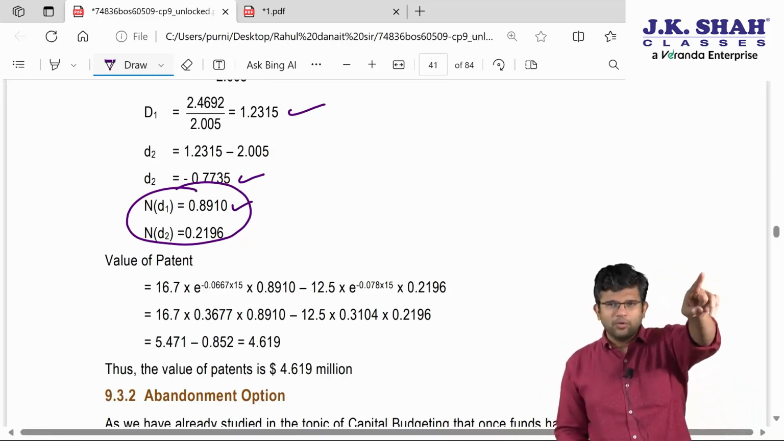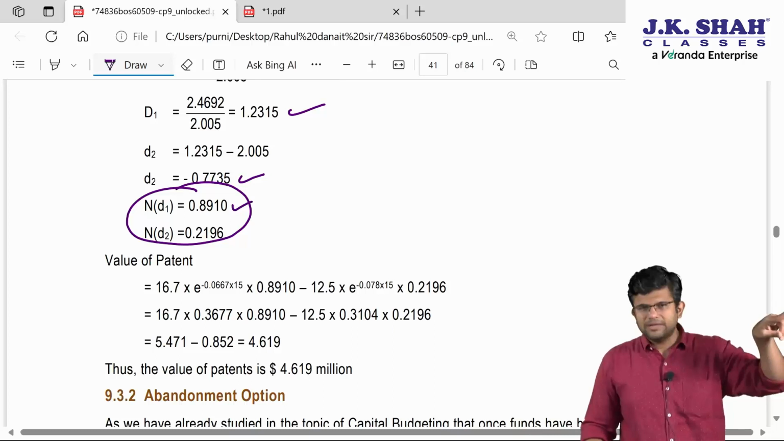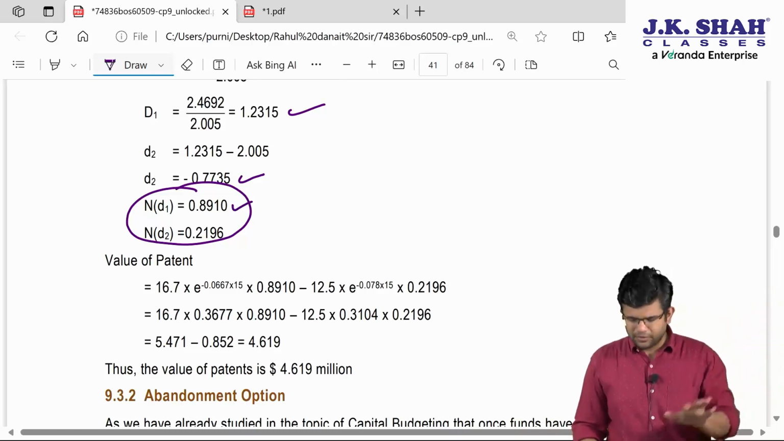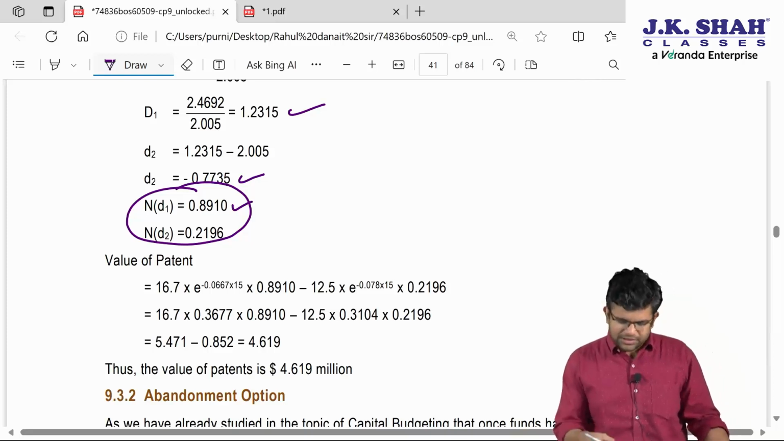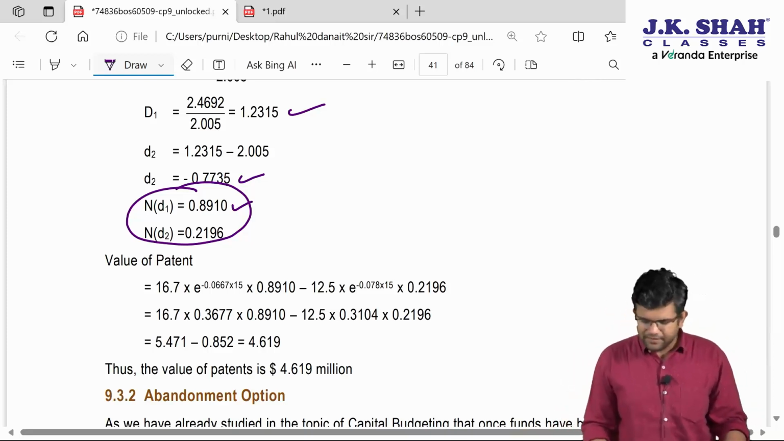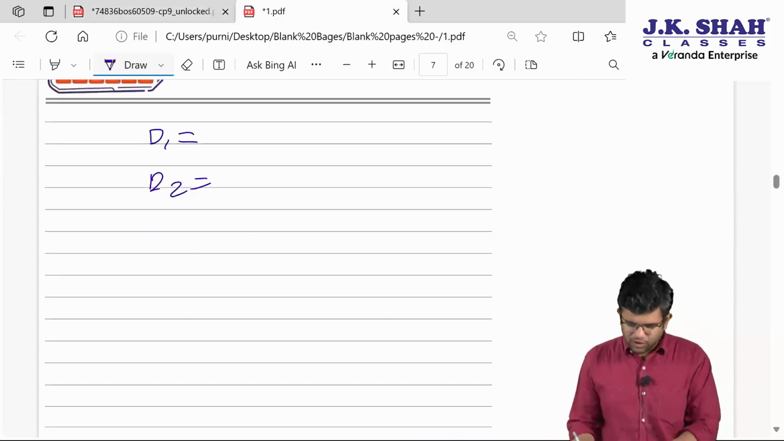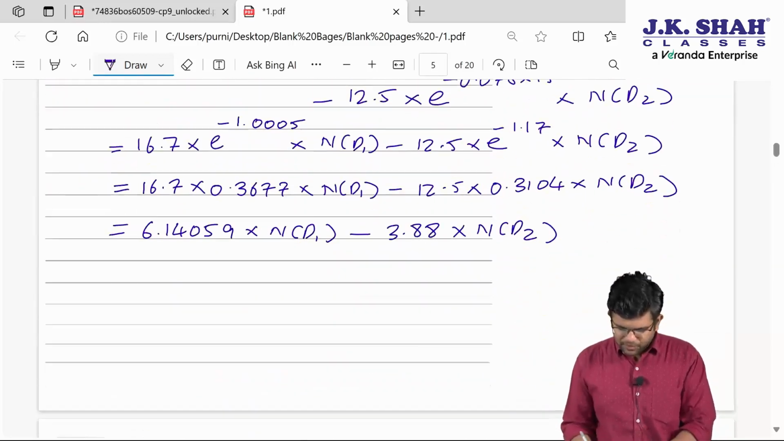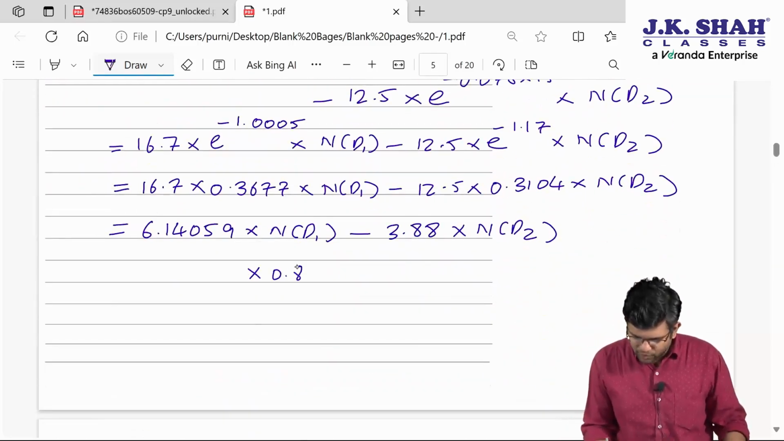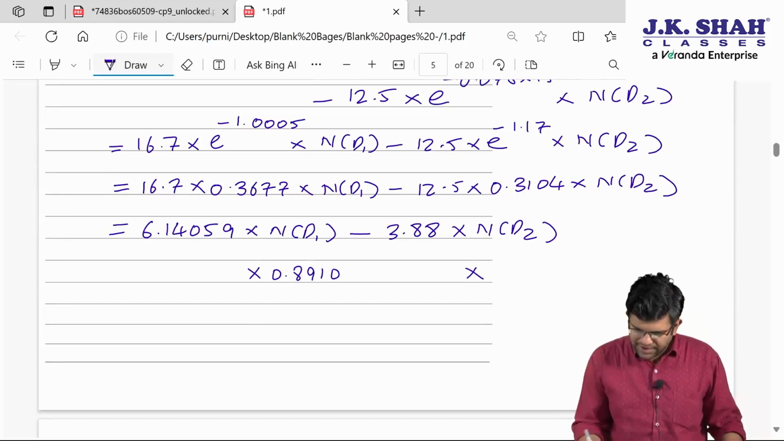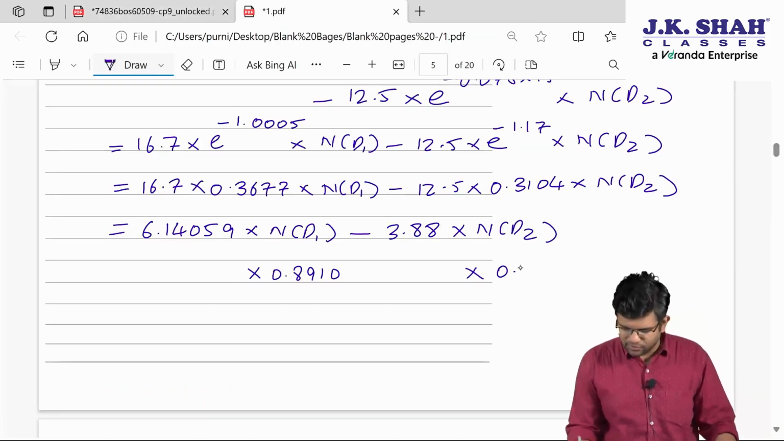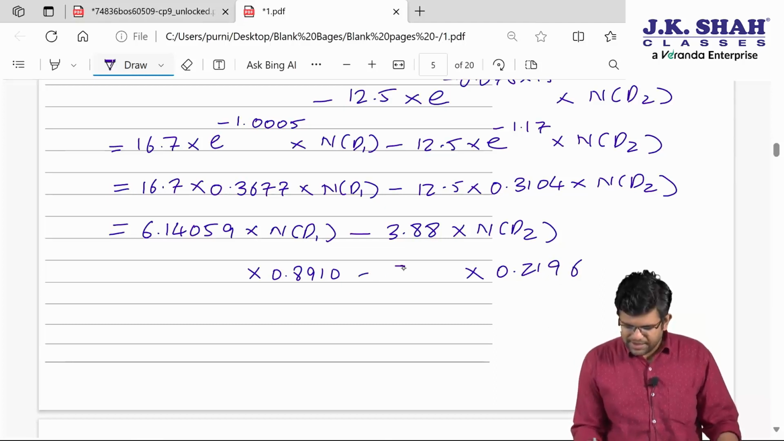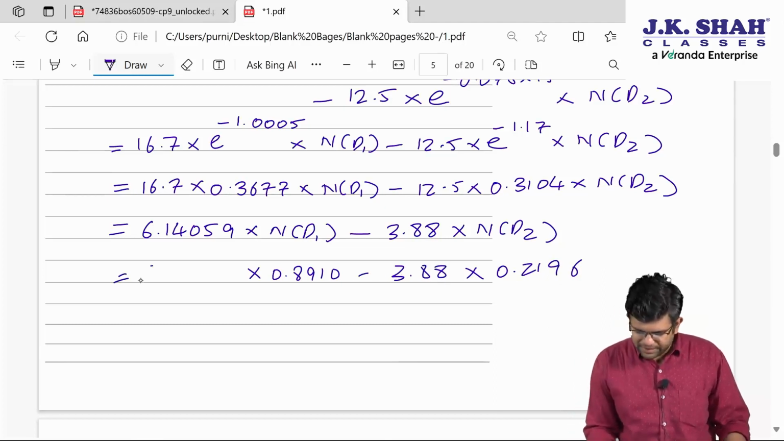For ND1 and ND2, I hope you remember, you need those Z value tables, right? Probability distribution curve and all that. I'm pretty sure you must have been taught on how to do all those calculations. I'll straight away pick up these numbers now. ND1 is 0.8910. So I'll go back here. ND1 is 0.8910 and ND2 comes to 0.2196. So I'll write here 0.2196, and students will simply take the calculator now and we will solve this.